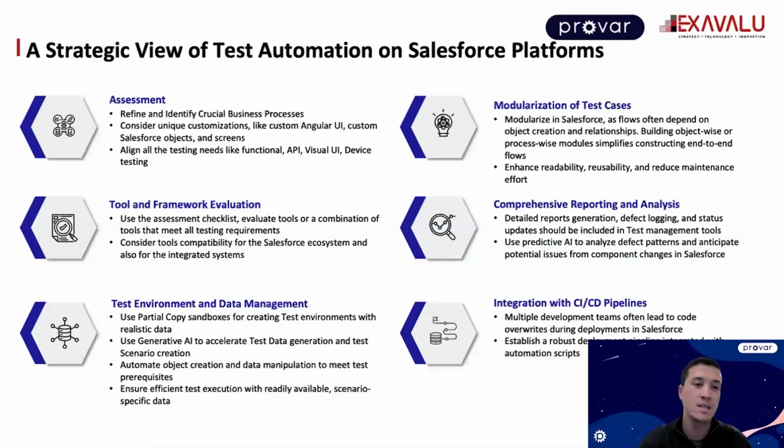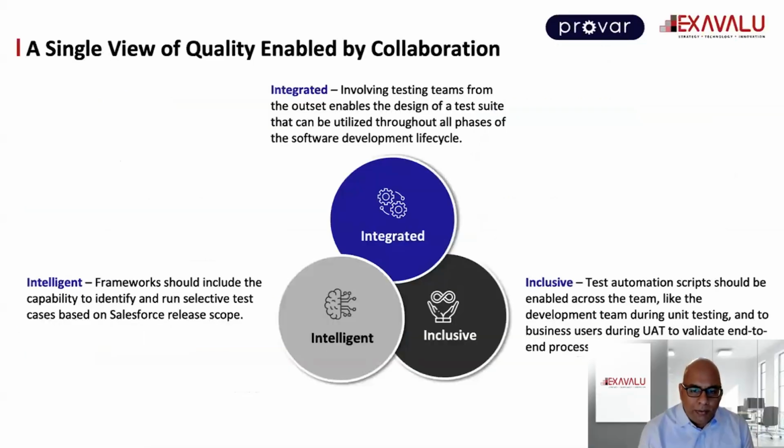So those are some of the really key things that come up a lot in conversations with customers, and definitely are areas of focus that we try to adhere to from the very start of conversations around building frameworks like this. And here's a quick summary or recap of what your test strategy or test approach should look like. We call it the 3I framework. Basically, it should be integrated, intelligent, and inclusive. What do we mean by that? Integrated, as we said, means we've got to involve testing teams from the outset.